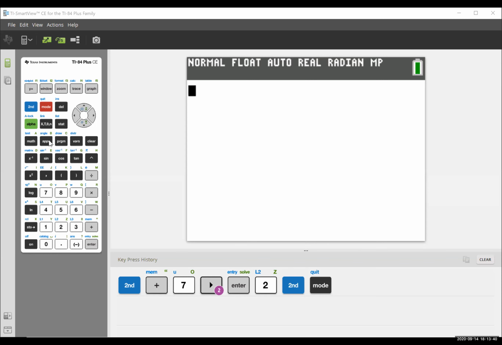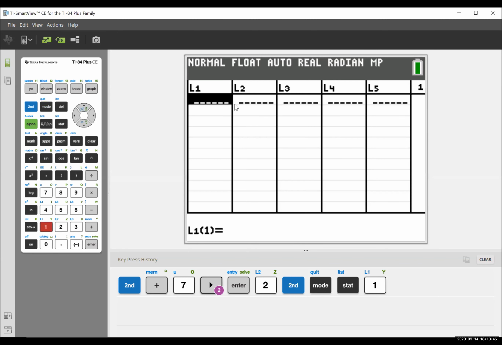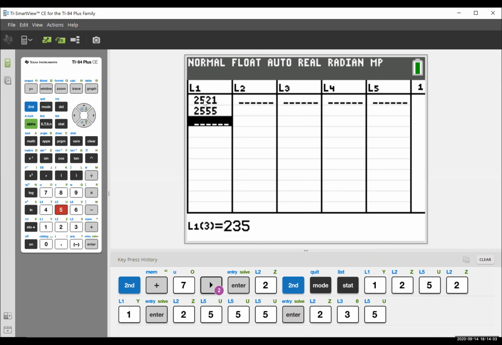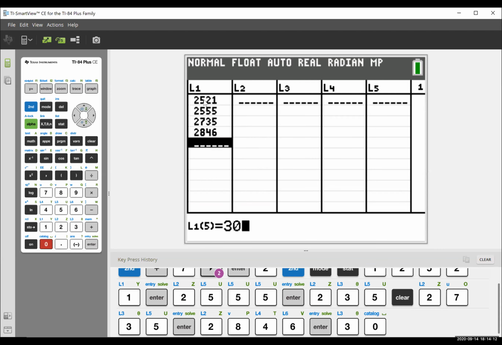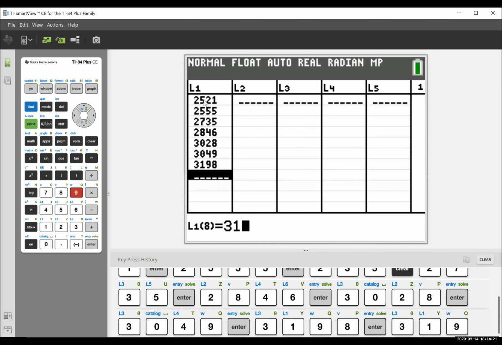So first, to enter, it's the same process. It's stat 1. So enter the data. The size, we have the first one by square feet, 2521. If you have your graphing calculator, you can do this at the same time. 735, 2846, 3028, 3049, 3198 and another 2198.